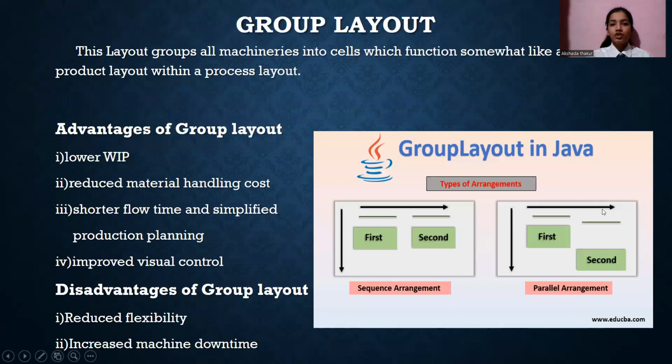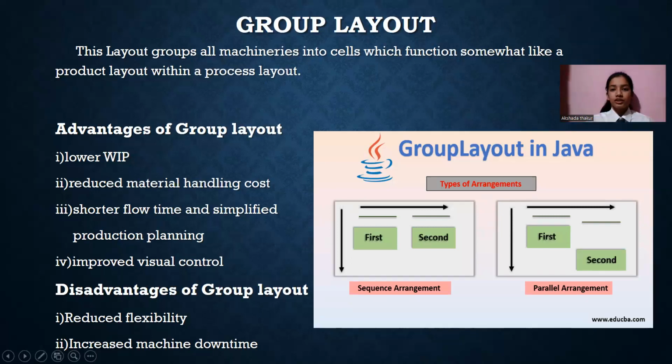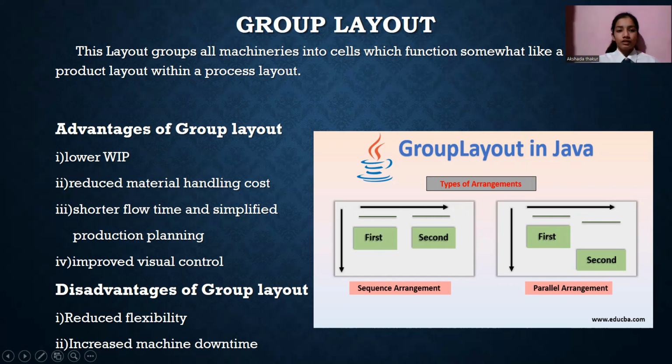And the last one is group layout. This layout groups all machinery into cells, which function somewhat like a product layout within a process layout. Advantages of group layout are lower WIP, that is work in process, reduced material handling cost, shorter flow time, simplified production planning, and improved visual control.